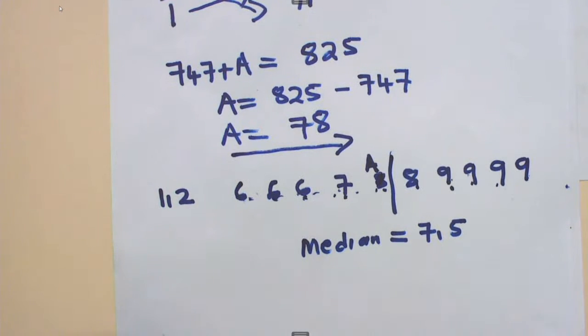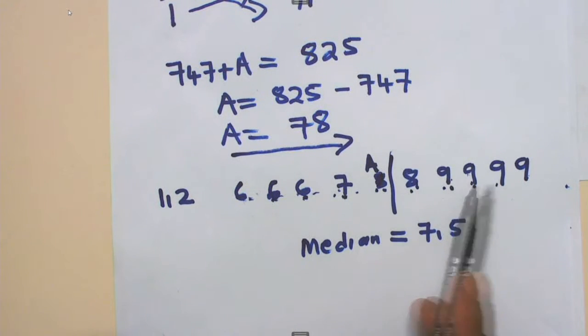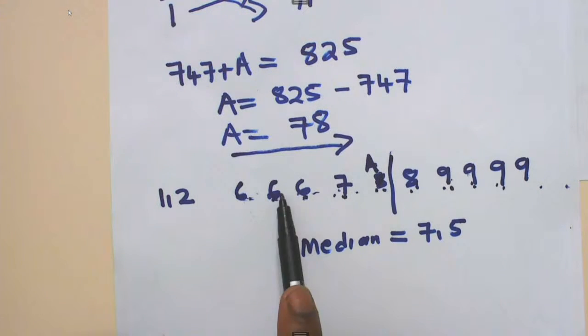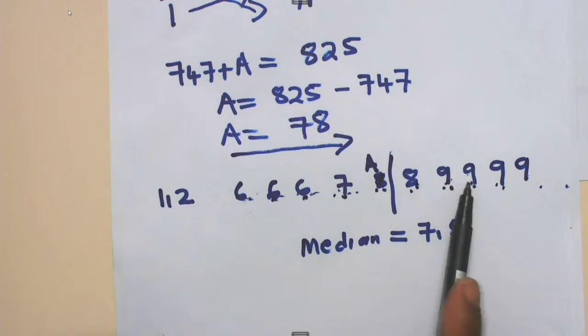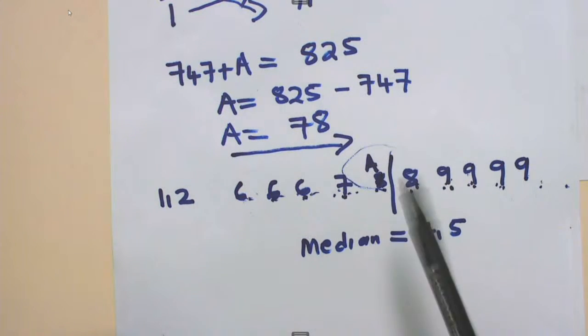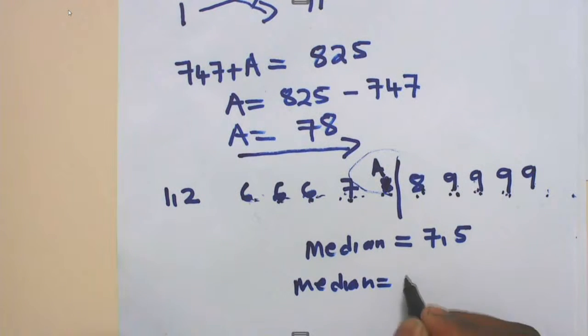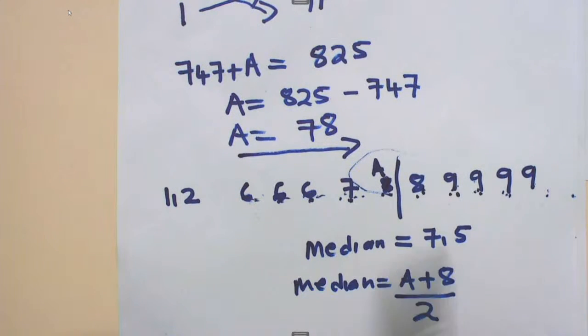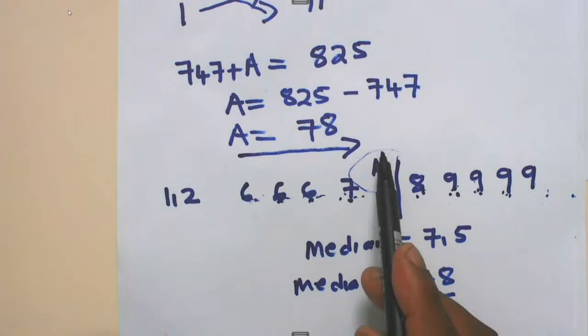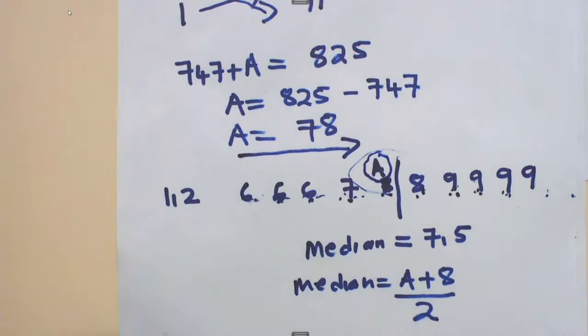I was told that whenever I'm having even data, 1, 2, 3, 4, 5, 6, 7, 8, 9, 10, this data is even, it's 1, 2, 3, 4, 5 and 1, 2, 3, 4, 5. My median is between 8 and 8. So the median is equal to 8 plus 8 divided by 2. This is how to find the median, remember. But the problem is we don't have A. We don't know how much A is.